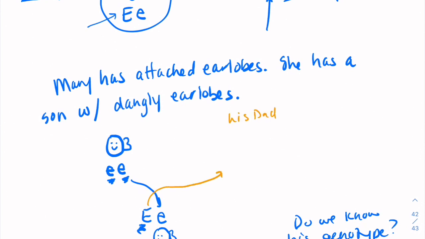His dad had to have at least one dominant earlobe allele. So what kind of earlobes did his dad have? He's got dangly lobes. The dad had dangly lobes. So just because I'm into drawing stupid looking earlobes. There we go. All right. Do we know what his dad's other allele was? Do we know?